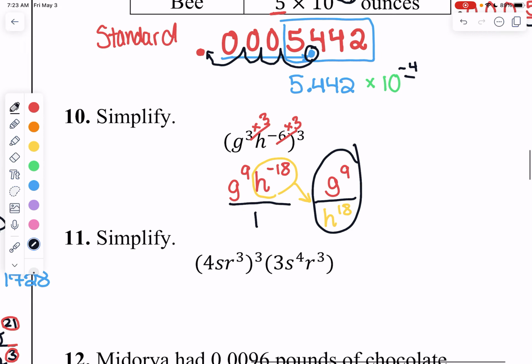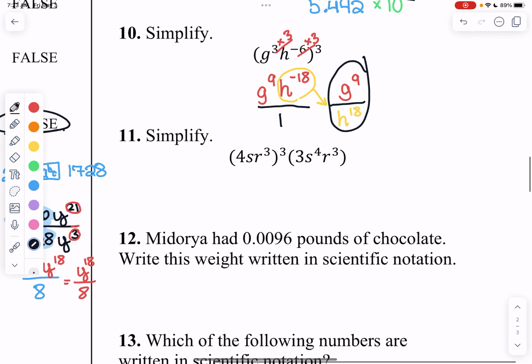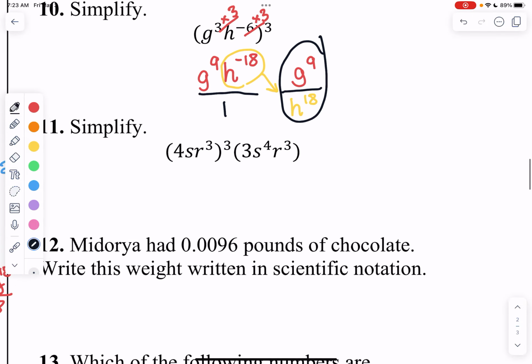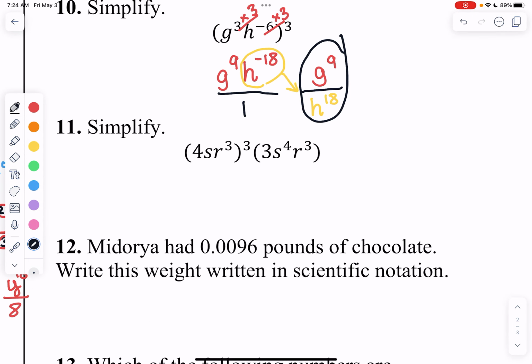And the next one, number 11, is a little bit tricky, but we're getting to the bottom of these questions. The first thing that needs to happen is this 3 on the outside needs to be distributed to the inside, meaning everything on the inside of the first parenthesis needs an exponent. So 4 to the power of 1, s to the power of 1.